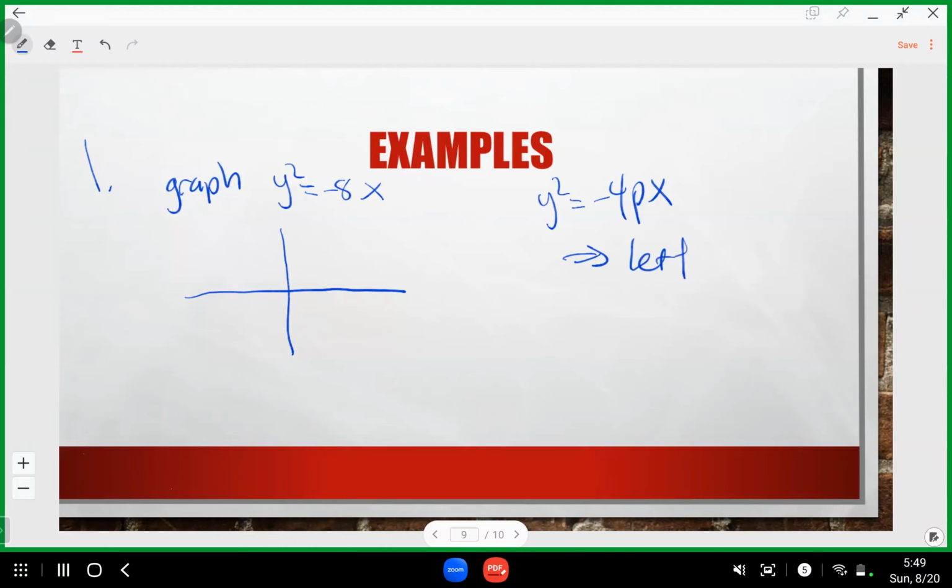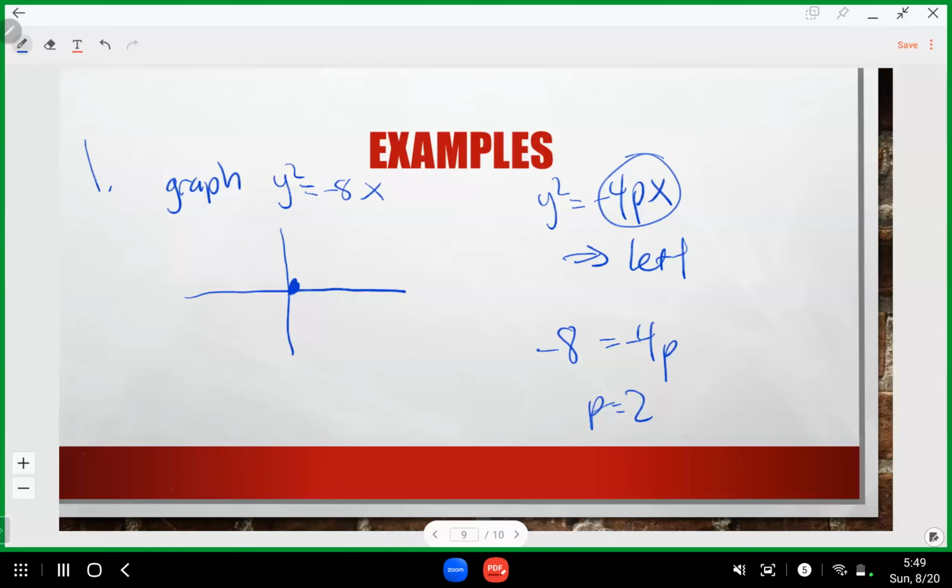And now we just find p. So how do we find p here? Is it 2? 2. Very good, because that's very easy. Negative 8 is equal to negative 4p, right? P is equal to 2. So we know the vertex is at 0, 0, right?